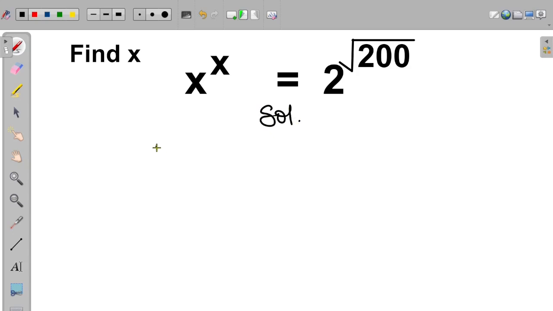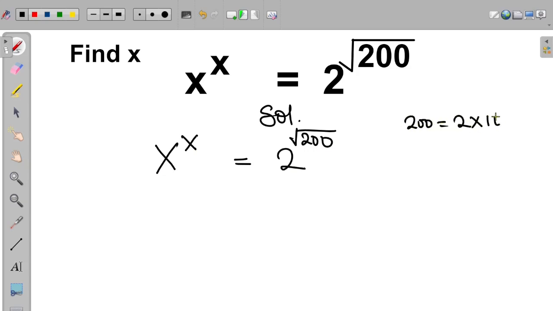So we have that x to the power of x is equal to 2 to the power of root 200. So what we need to do here is to make sure that we express the right hand side to have the same base and the same exponent, because the left hand side has the same base and the same exponent. But 200 is equal to 2 times 100.